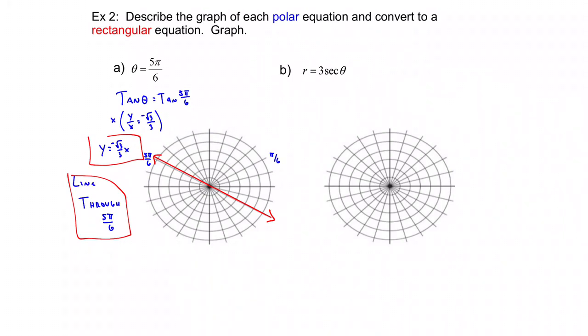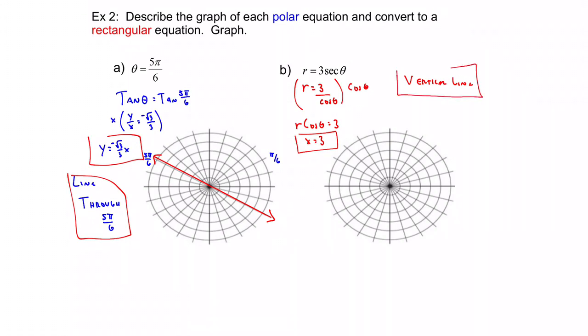All right, example 2b, r is equal to 3 secant of theta. Remember, we can rewrite this as 3 divided by cosine of theta. Multiply both sides by cosine of theta to get r cosine of theta is equal to 3. And r cosine of theta is equal to x, so x is equal to 3 is the equation. The description of that would be a vertical line, and that vertical line will be going through 3 units from the pole to the right.